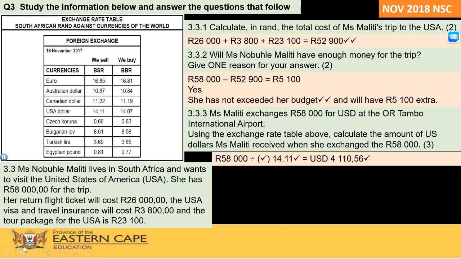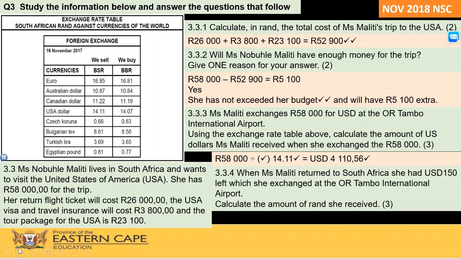And there is the correct answer on your screen. 58,000 Rand divided by the bank selling rate 14.11, which is going to give you the amount that you see on your screen in front of you. The final example based on this question: when Miss Maliti returned to South Africa, she had 150 US dollars left, which she exchanged at the OR Tambo International Airport. Calculate the amount of Rand she received.